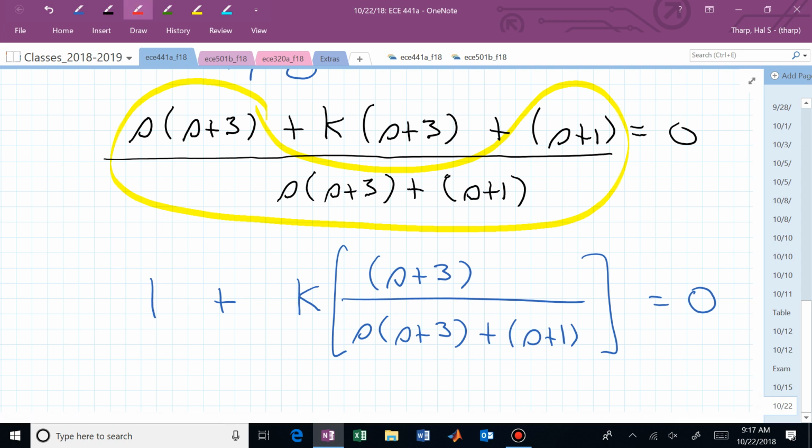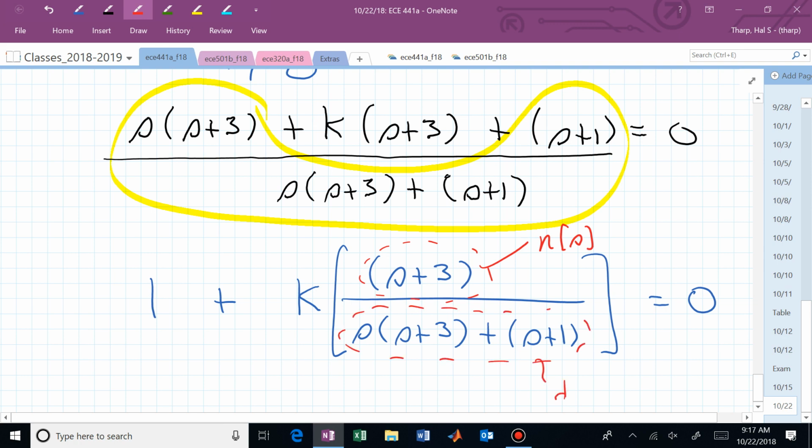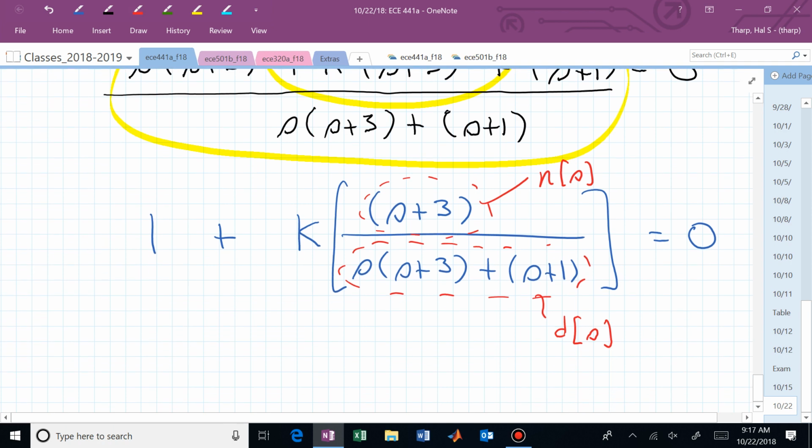And I hope you can now appreciate that this is our n of s that we said we wanted to find. And the denominator gives us our d of s. And if we wanted to, we could look at that d of s. D of s is now s squared plus 3s plus s, or 4s plus 1.